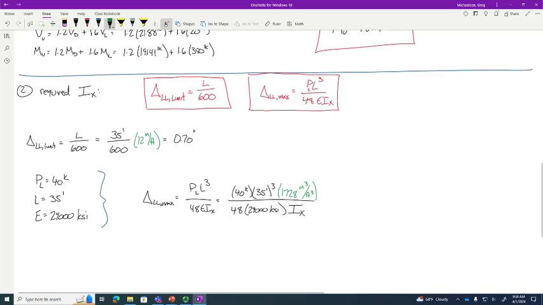So how am I going to solve for Ix? How am I going to do that? Well, this is my limit, and this is what my deflection is. Why don't I just set these two equal to one another, right? So I'll set these two equal to one another.